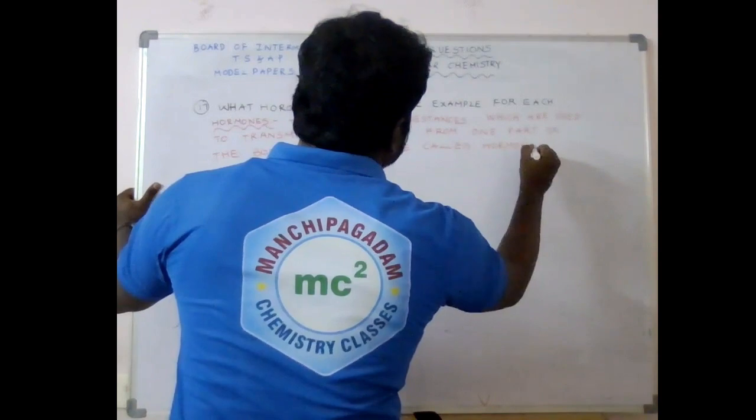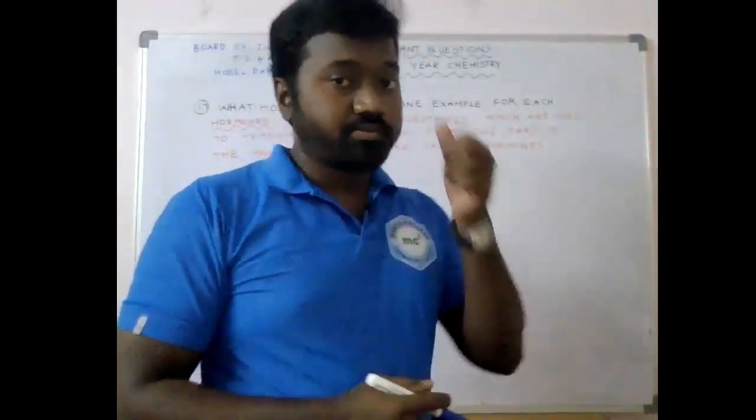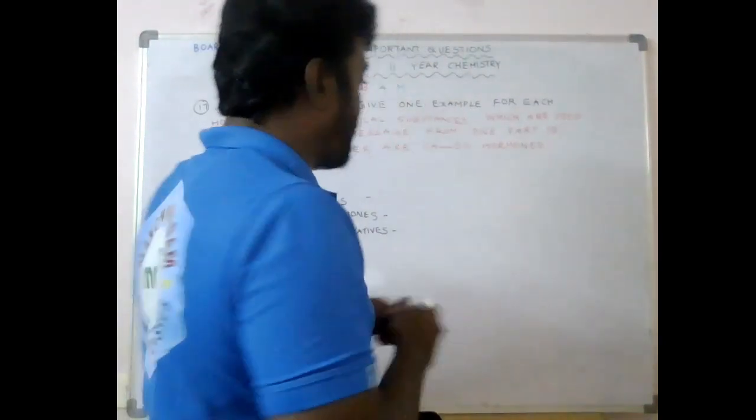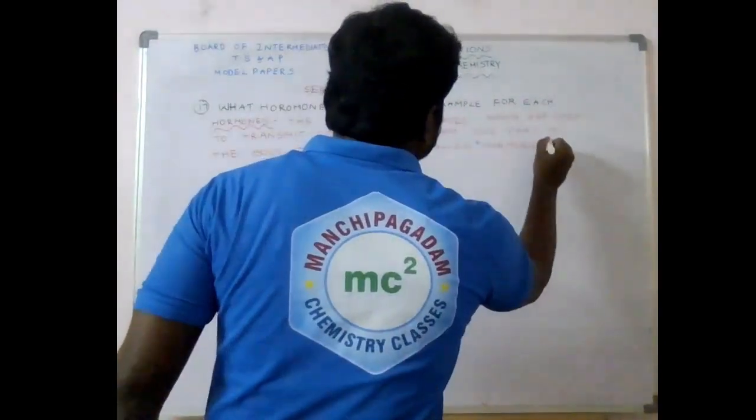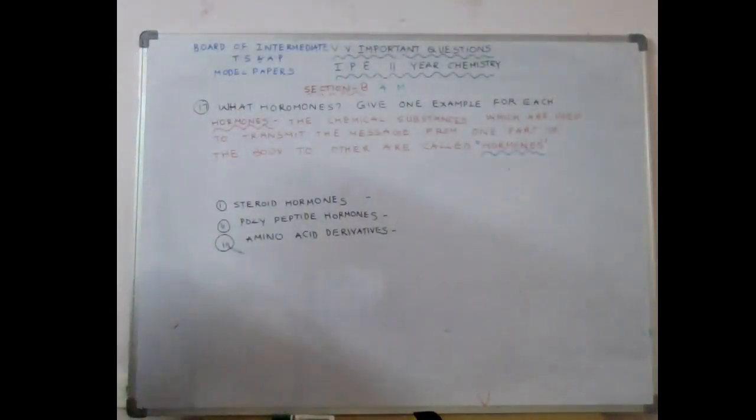So the chemical substances which are used to transmit message from one part of the body to another part of the body is known as hormones. Now the remaining part of the question is what? We have to give the examples. Chemical substances which are used to transmit the message from one part of the body to other are called hormones. You will get 1 mark. Now for the remaining 3, we have to write one example each.